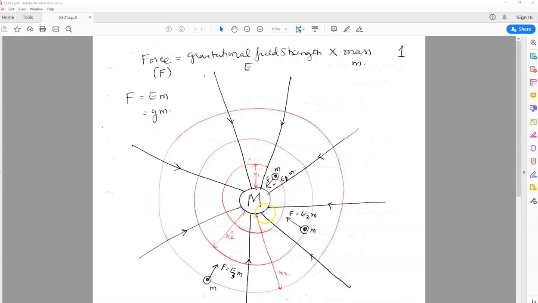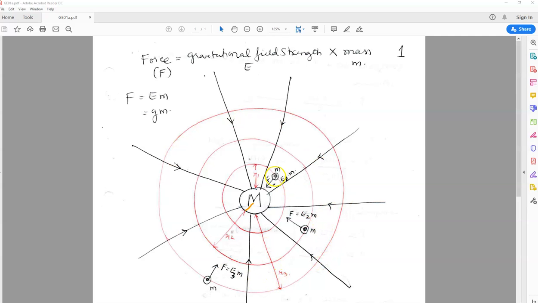Now here I've got a mass M, and we know that every mass produces a gravitational field. I've shown the field in these arrows which are pointed towards the mass, and I have shown the circles at a certain distance from the center. The first circle is at a distance of r1 from the center of the mass, the second circle is at a distance of r2, and the third circle is at a distance of r3 from the center of the mass.